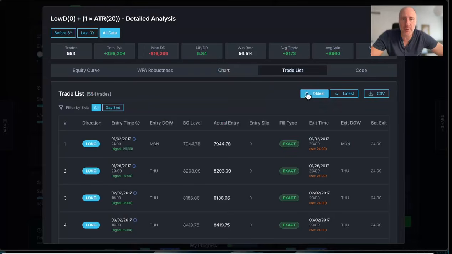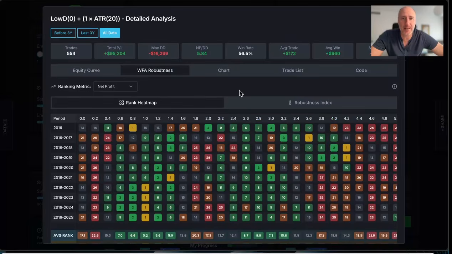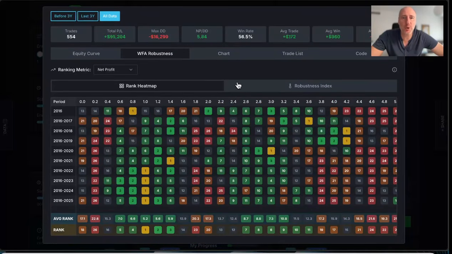We can also see the trade list, which we do not need to see. The most important thing is that we need to continue with these robustness tests. And we did quite a few of them, and all of them resulted really, really well. So now we need to also use this built-in robustness testing. And there are 2 different types, the rank heat map and robustness index.